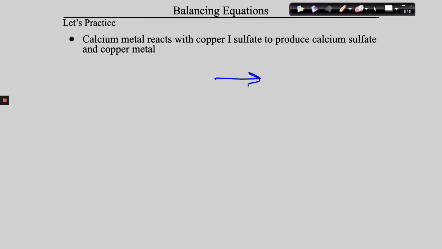So we read and it says, calcium metal reacts. So guys, it tells us it reacts. So does that put it on the left or the right? Left. It's a reactant. So now all we need to know is what is calcium metal? Well, guys, calcium metal is just Ca.